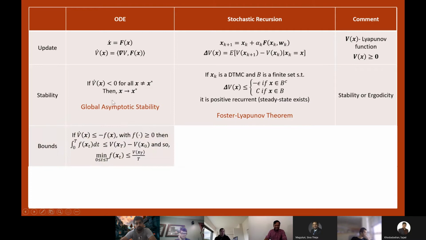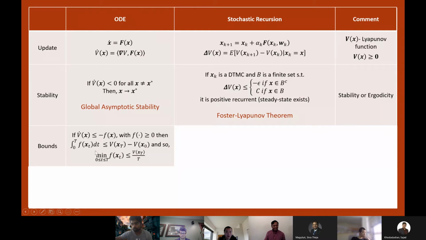The second argument says the following. Instead of just saying that V dot is negative, have a slightly stronger understanding of it. V dot can actually be bounded by minus f, where f is a non-negative function again. If we have something like this for the ODE, then we can integrate on both sides and show that the integral of f of x_t is bounded by V at time capital T minus the initial V. And since V is positive, I can further get rid of this V of 0.